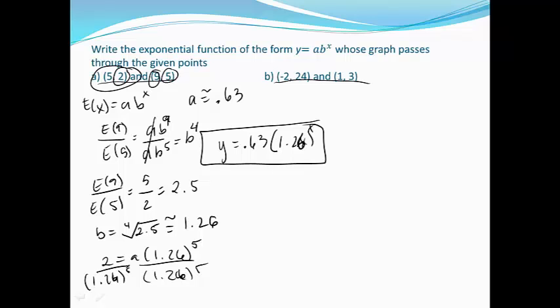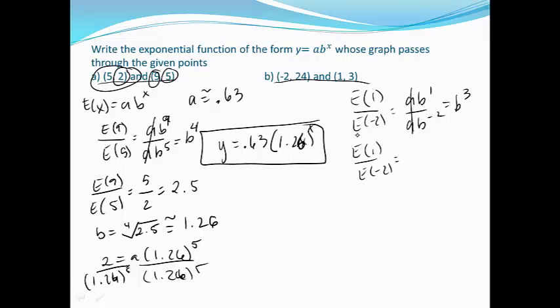Okay, so let's look at this one. I'll call it e of x again. So I'm going to look at e, and the bigger x value is 1 all over e of negative 2, in which case that's a b to the 1st power all over a b to the negative 2. The a's cancel. b to the 1st over b to the negative 2 is b cubed. And then evaluating that in terms of what the actual y value is, at 1 it's 3, at negative 2 it's 24, or 1/8. So b is the cube root of 1/8, which is 1/2, or 0.5.